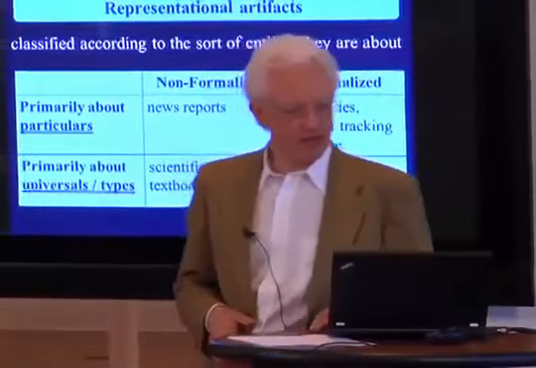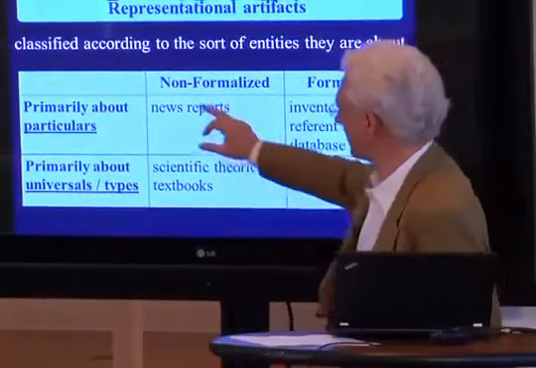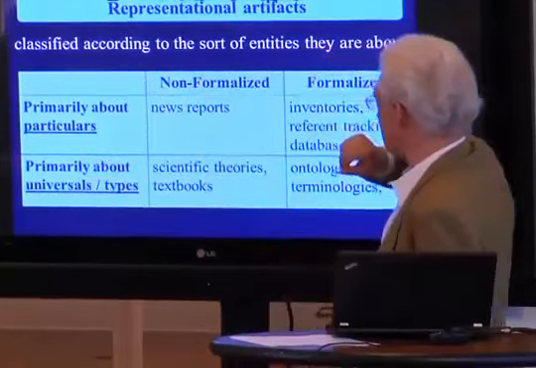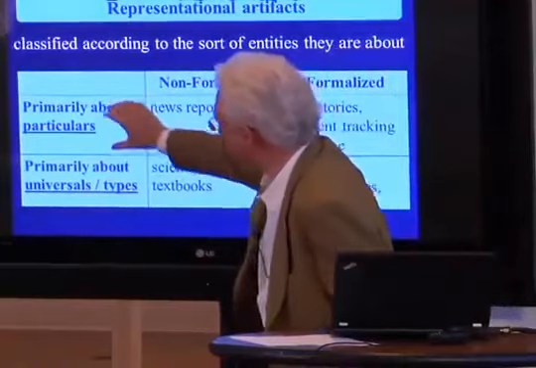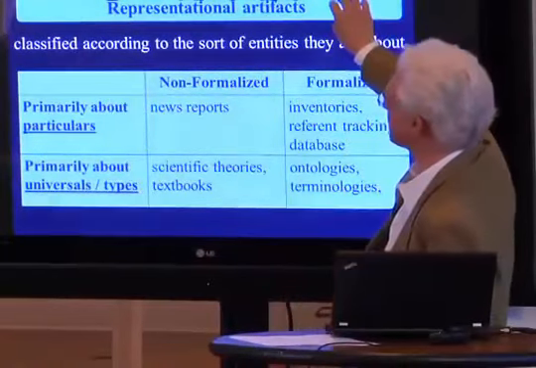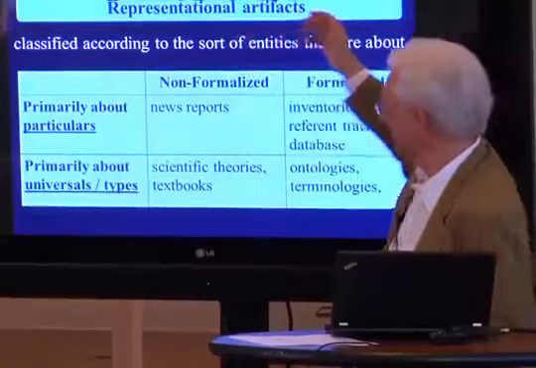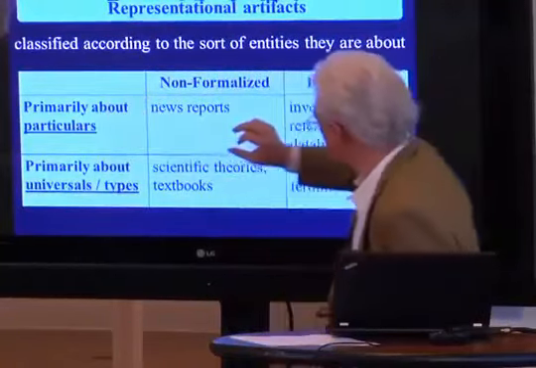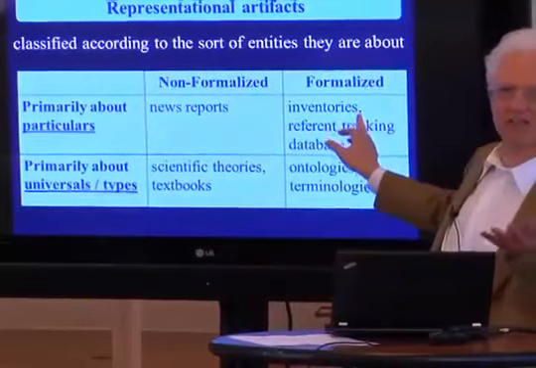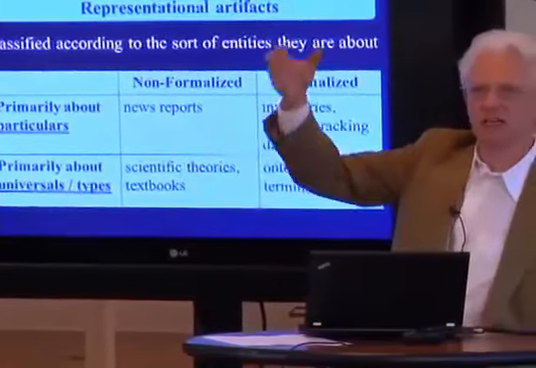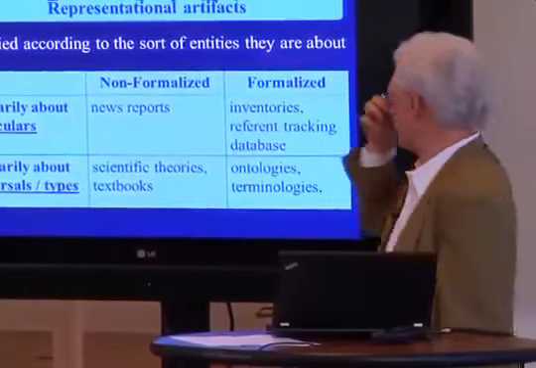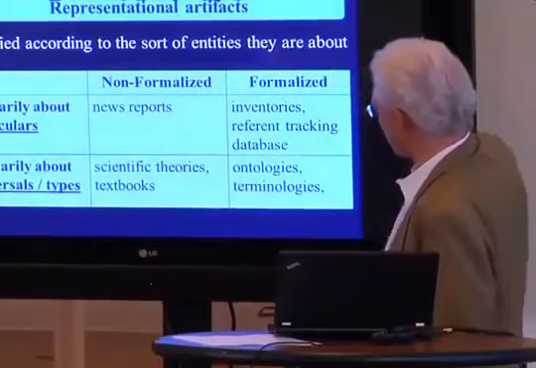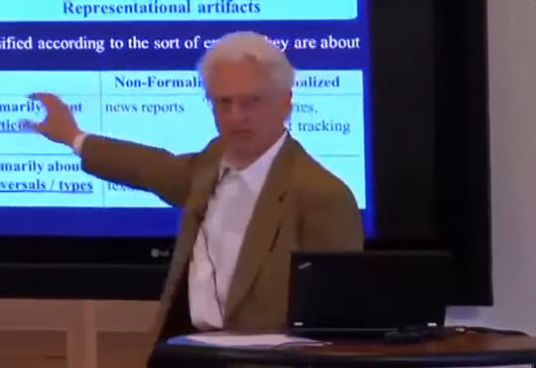Now, if we think about that distinction between instances or particulars on the one hand and types or universals on the other hand, then we can distinguish two kinds of artifacts which represent these things. On the one hand, there are artifacts which are primarily about particulars, which would be, for instance, a factory inventory, which gives you a long list of all the items in the factory. Or a database of the sort which I will be describing, a referent tracking database, which is primarily about particulars.